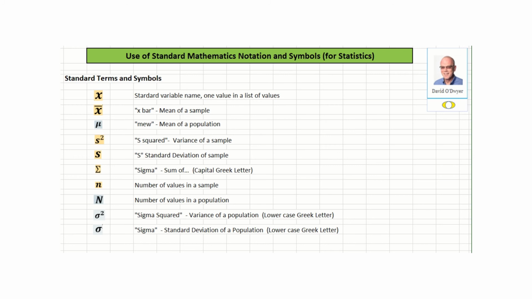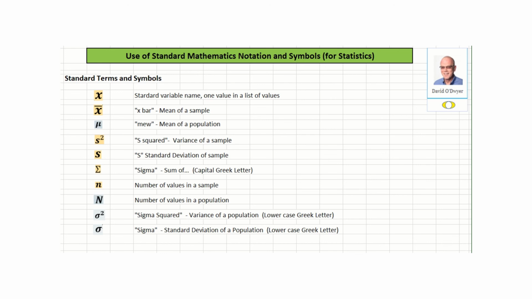S squared is called the variance of a sample. S is the standard deviation of a sample. And obviously s and s squared are related in the sense that s is the square root of s squared. Sigma we've covered earlier and is the sum of what follows, and it's the capital Greek letter sigma. N is usually referred to as a number of values in a sample, small n being the number in the sample, large N being the number in a population.